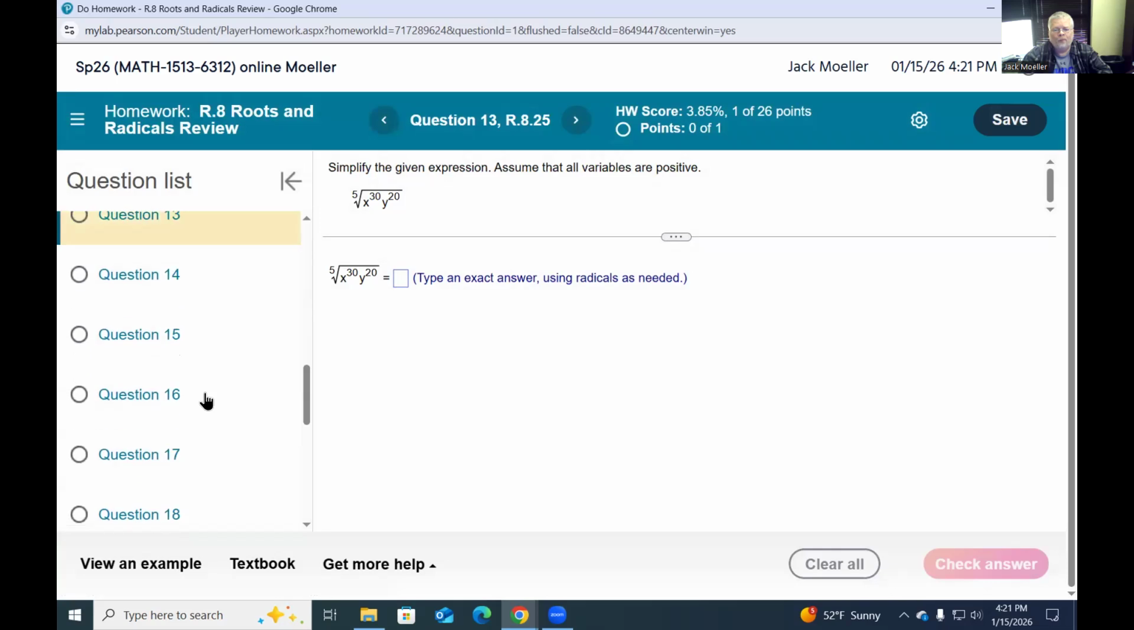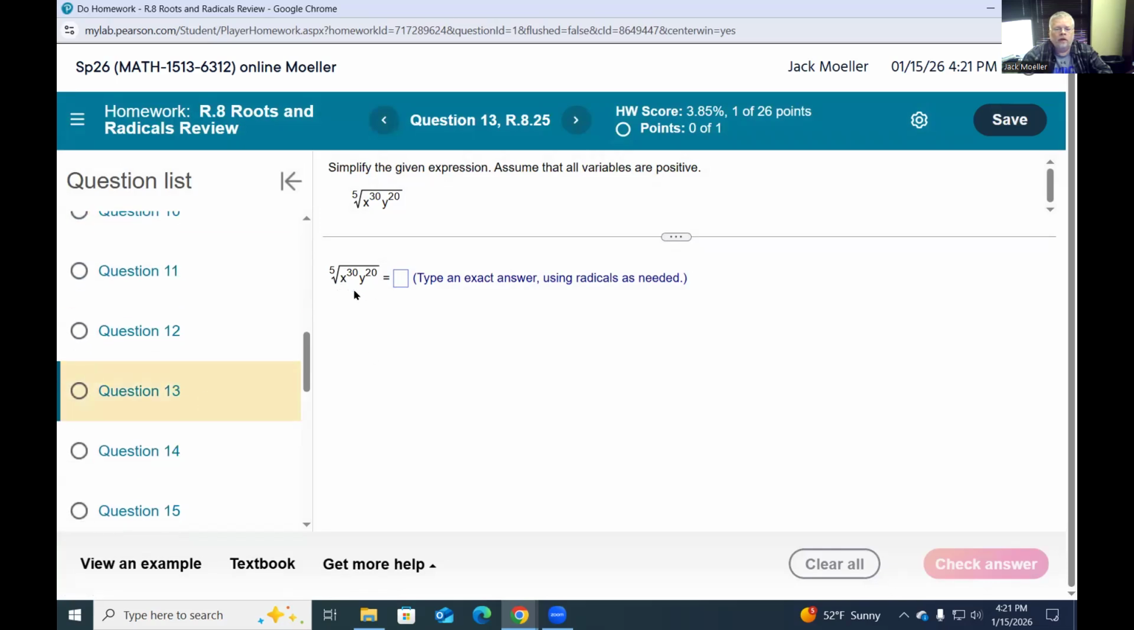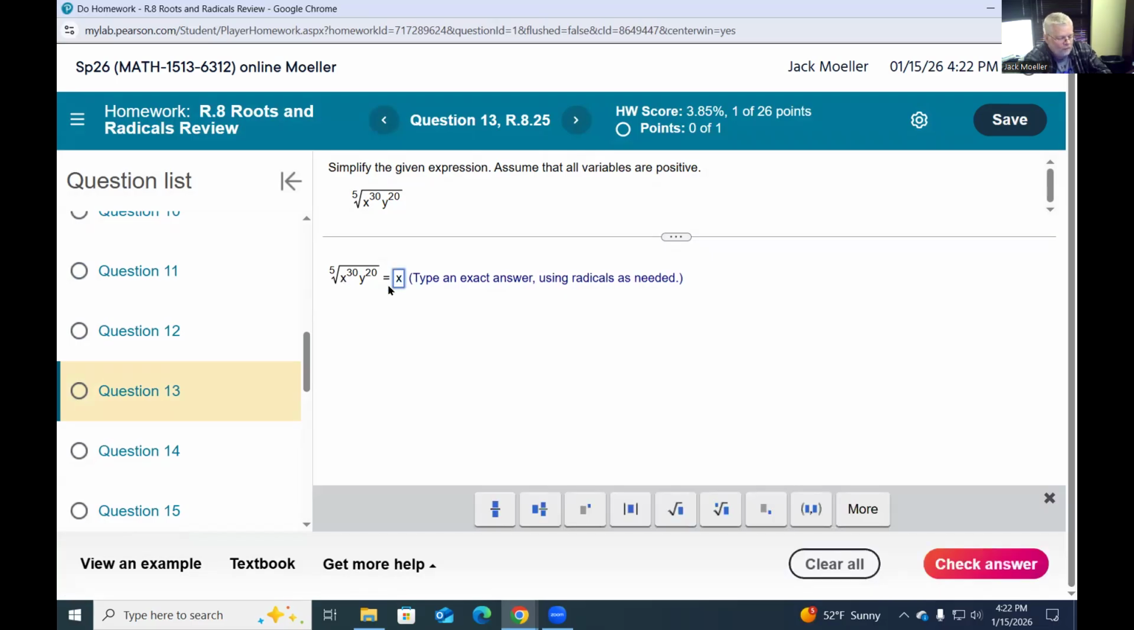Let's see, there's one thing. Like here, this is the 5th root of x to the 30th, y to the 20th. This is where I talked about how you could do the grouping method, but you're going to have to write out 30 x's and 20 y's and then look for groups of 5. Or if you use the division method, 30 divided by 5 is 6 with no remainder, so you're going to have an x to the 6th on the outside. And then 20 divided by 5 is 4 with no remainder, so you're going to have x to the 6th, y to the 4th. This is where I want you to try that division method for problems specifically like that.